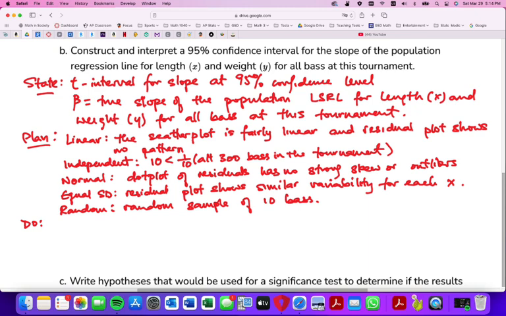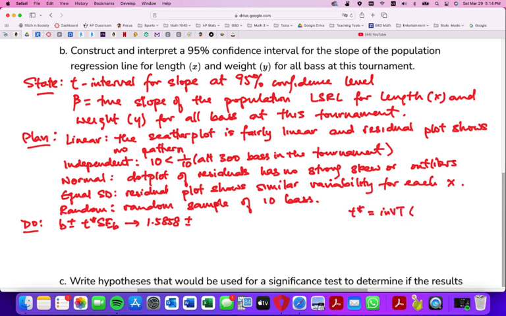So the do part. Now we can write the specific formula right here, right? Very quickly, we can put sample slope, which is small b, plus or minus t star, because this is t interval, multiplied by the SEB, the standard error of the slope. Now we know the b is 1.5858 plus minus, oh, what is our t star here?